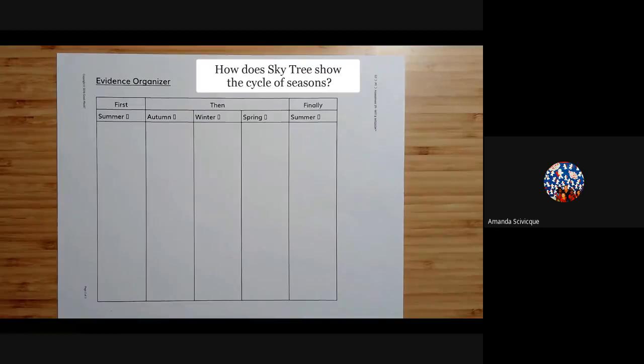Before I even begin reading the book, I remind myself of the question, how does Skytree show the cycle of seasons? So as I'm reading, I have a very specific purpose in mind. I need to focus on the cycle of the seasons and how this book shows or illustrates those cycles. So I need to pay attention closely to the words as I read, but I also need to remember to look at those paintings, the illustrations. How is this book showing me the cycle of the seasons?